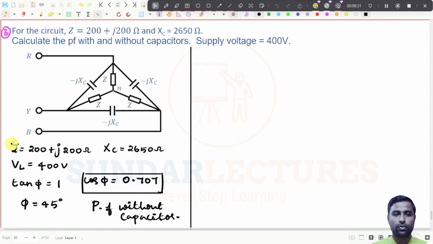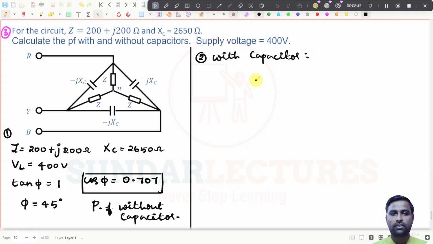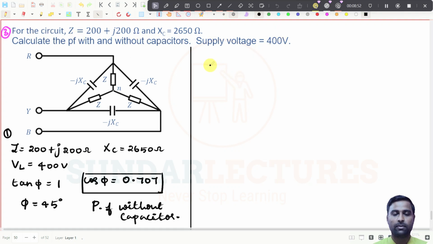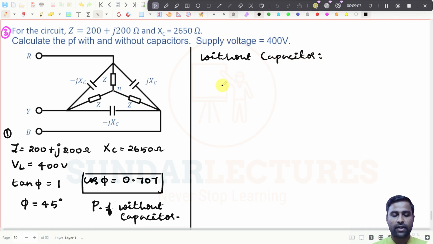Now what will I do? This is the first one, without capacitor, which we have found. And now we need the case with capacitor. But before this, I just want to find certain things so that it will be easy. Without capacitor itself, what are all the things I can find further?